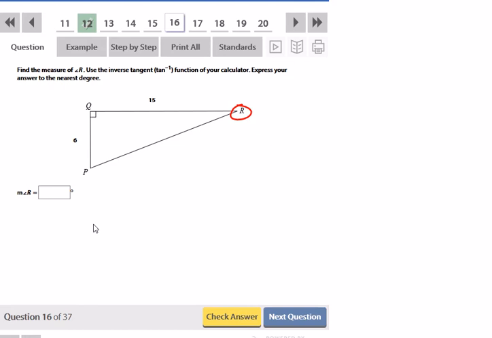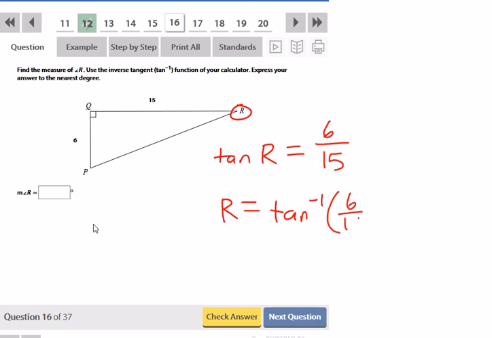Here, in order to find an angle, they have to give me two sides, which they are, and these sides are the opposite and adjacent leg, which tells me I'm going to use tan. So I'm going to say tan of R, I'm looking for the angle, is equal to the opposite of R, which is 6, over the adjacent leg, which is 15. So here, in order to get the R, we're going to use the inverse. So R is equal to inverse tan, the tan with a little minus 1, of 6 over 15.